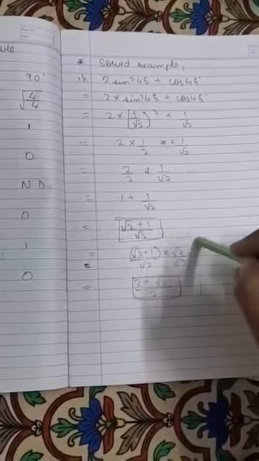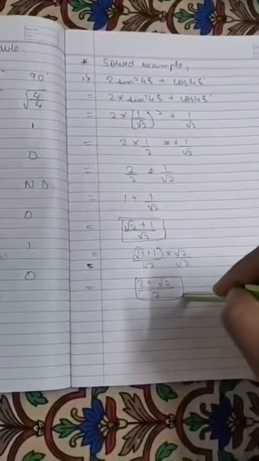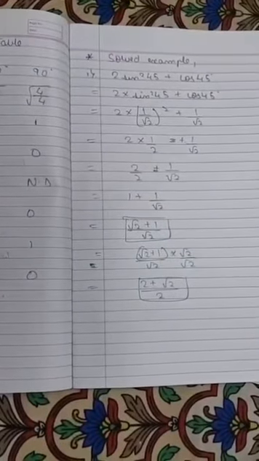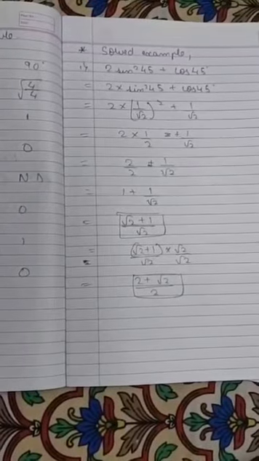Then I have factorized the denominator. Either one of these, this or this, both could be the answer. It's not compulsory to factorize. So this is the very basics of trigonometry.